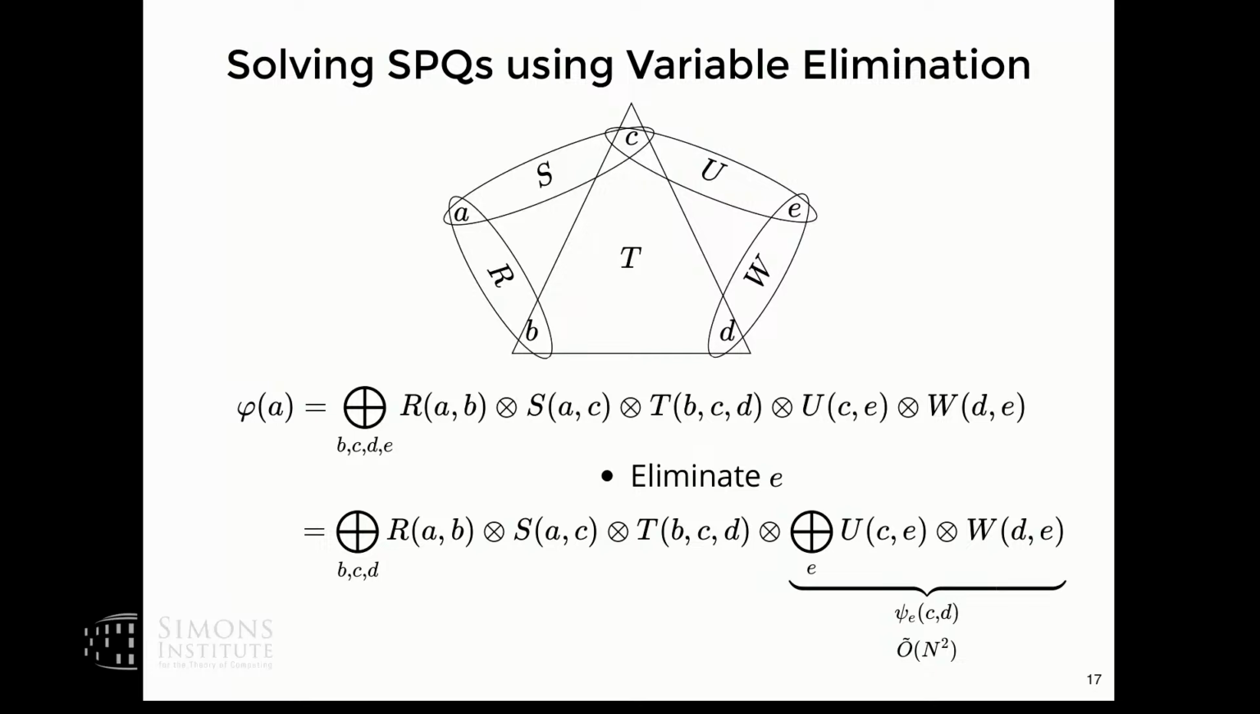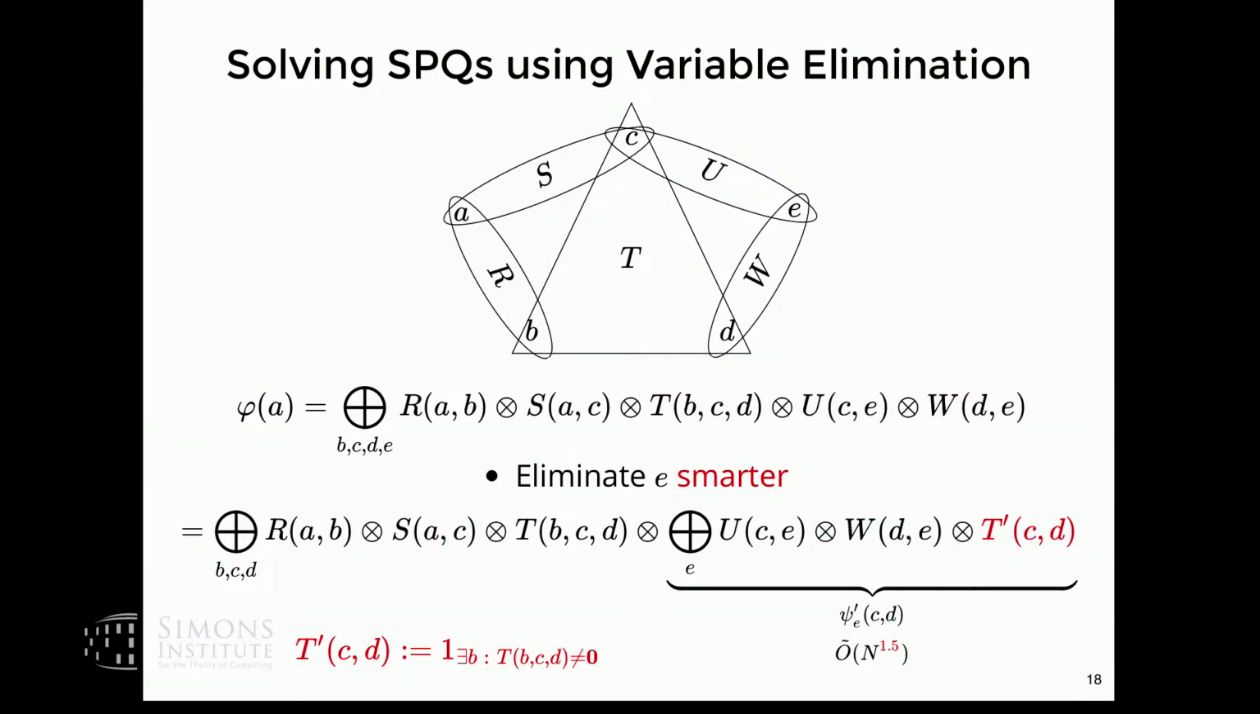If we try to eliminate E, there are only 2 factors, 2 input functions that basically involve E, U and W. So using the same logic, to eliminate E, we will have to compute this expression, which computes a function of psi E. But even this is still quadratic. It takes time n squared. However, we can eliminate E a little bit smarter.